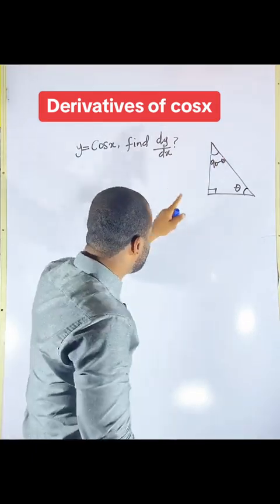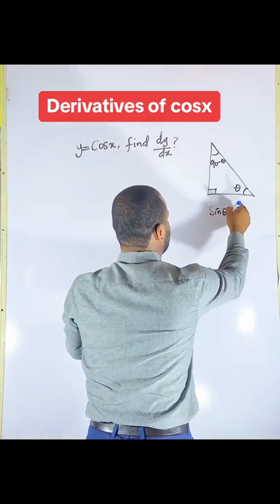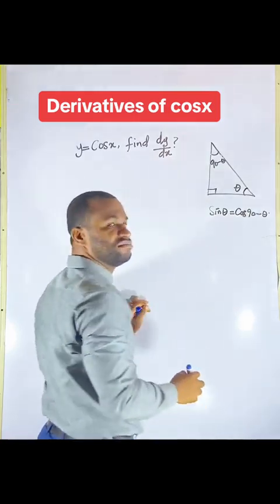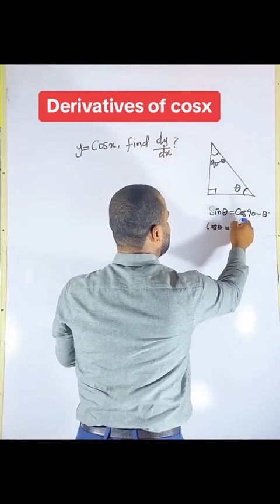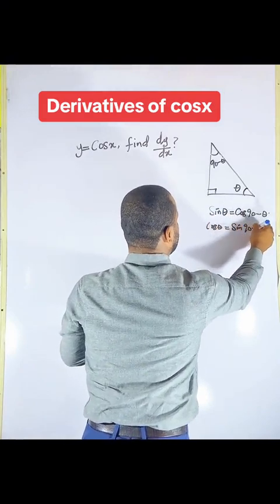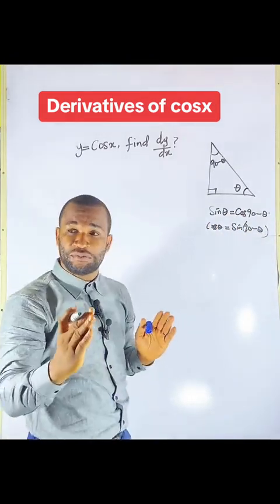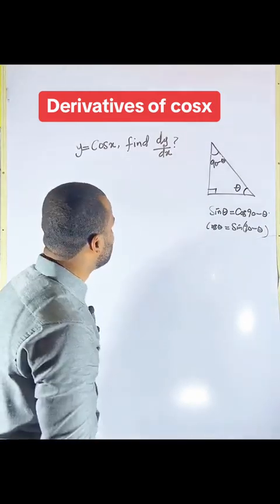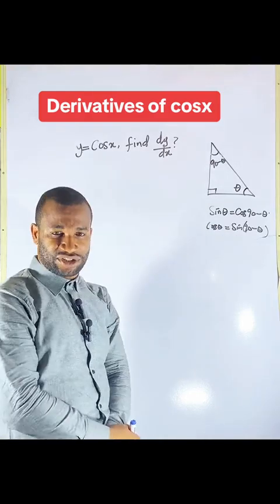Now it was stated clearly that sine theta is going to be equal to cos of 90 minus theta. If you also have cos theta, it's also going to be sine of 90 minus theta. So what do we call it? Complementary angles. That simply means they complement each other. They're like 5 and 6. So we are going to use this understanding to do this advanced trick.